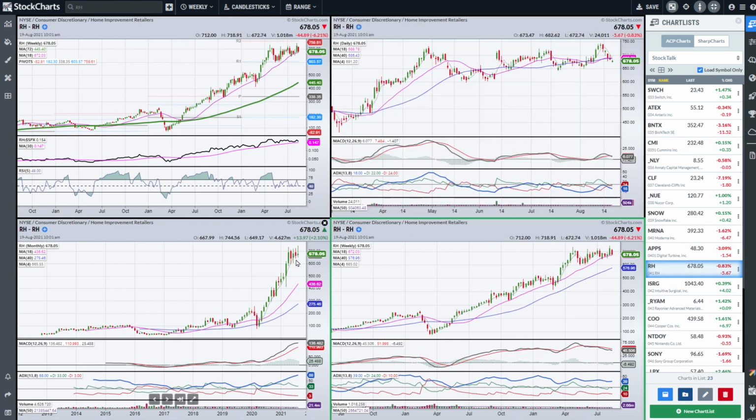So RH has made a big run. We've gotten extended on the monthly chart, and it's really just kind of pausing up around this 700 area. You can see how it's tried to make a test or a move back up through there and hasn't really been able to get through. The MACD is showing a little bit of signs of tiring out.